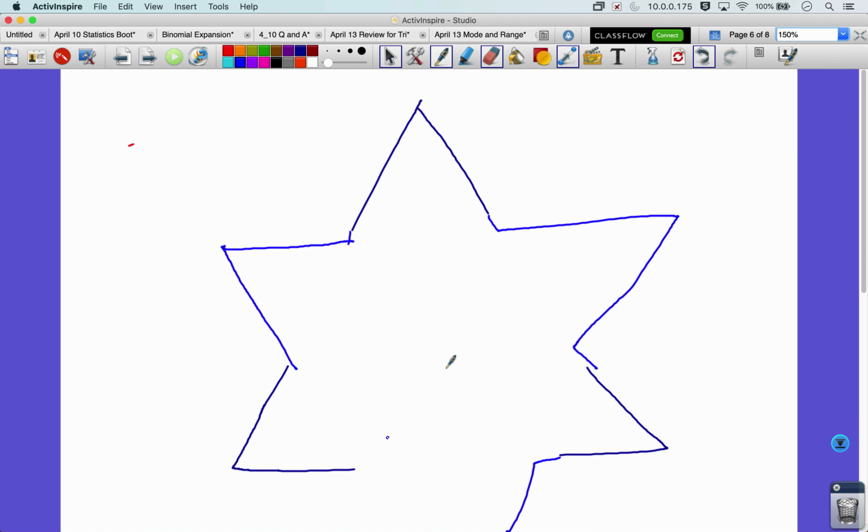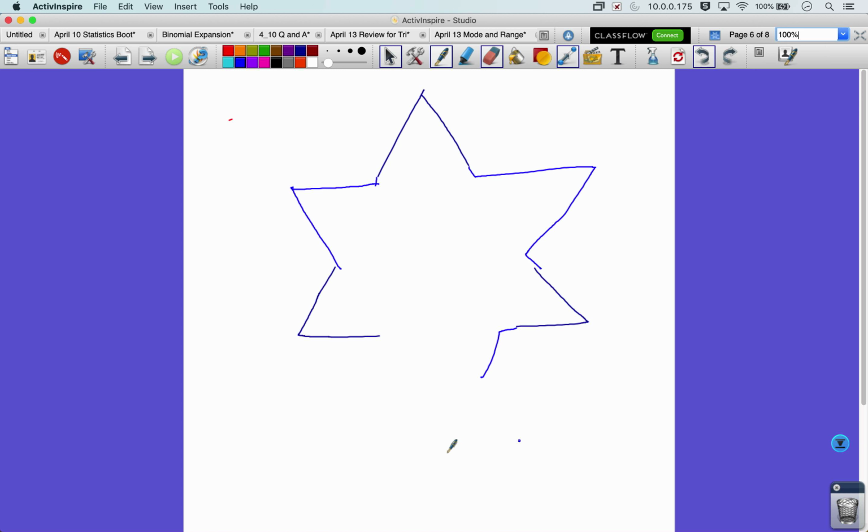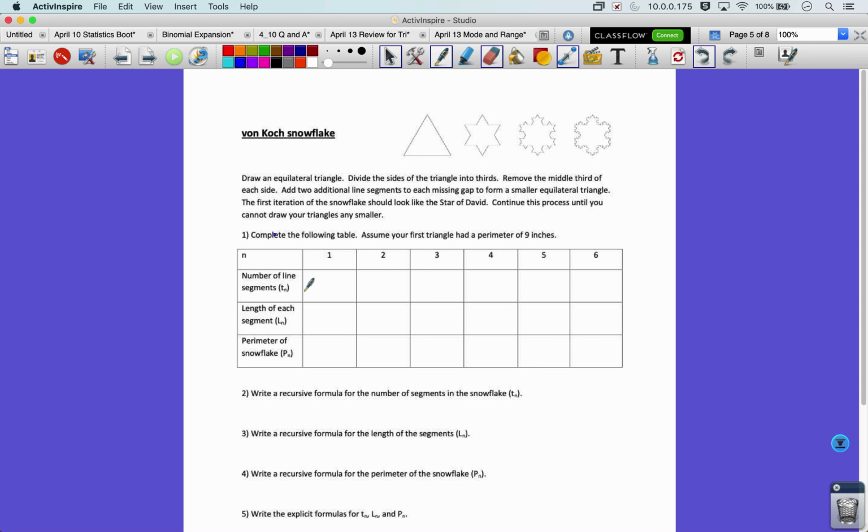Zoom out a little bit here. All right, so that's one iteration of the von Koch snowflake. So before we did any manipulations, it had 3 line segments. Each line segment was 3 inches long. I know that because the whole perimeter was 9. And then the perimeter was 9 here. But when I added in these little zigzags, it gets longer. So with those zigzags, we're up to 12 line segments. And each of those line segments is only 1 inch for a total of 12 inches.